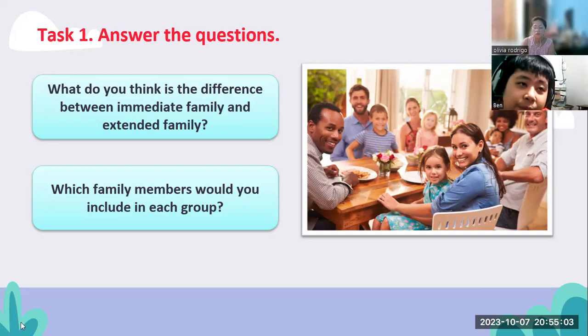So immediate family is just a small family, like just your mom, your dad, your grandfather, your grandma. That's immediate family. Extended family, it is your cousins or your relatives. They are part of the extended family. How about your family? What kind of family did you have? Extended family. You have many uncles and aunties? Yeah. Okay, that would be great.